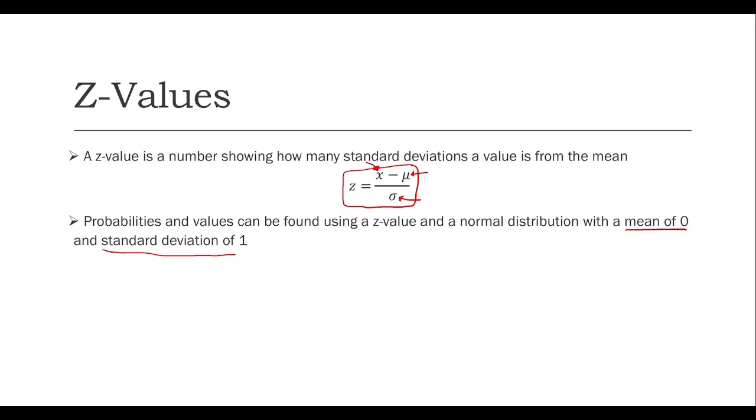So if you had a distribution that's normal, where your mean is 10 and your standard deviation is 1, and you wanted to know your z-value when x is 12, that would be z equals x minus mu, which is 10, over your standard deviation, which is 1. So that would be 2 over 1, which is 2. So for when x is 12, your z-value is 2 for this distribution.